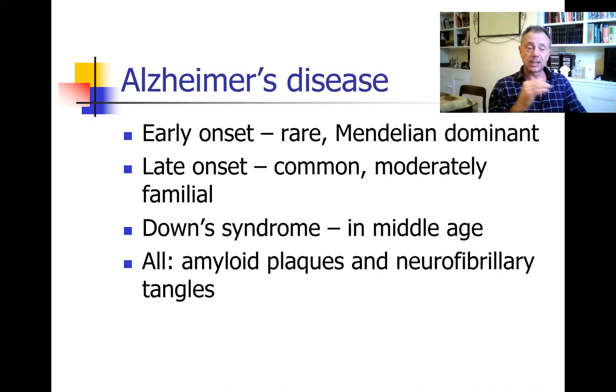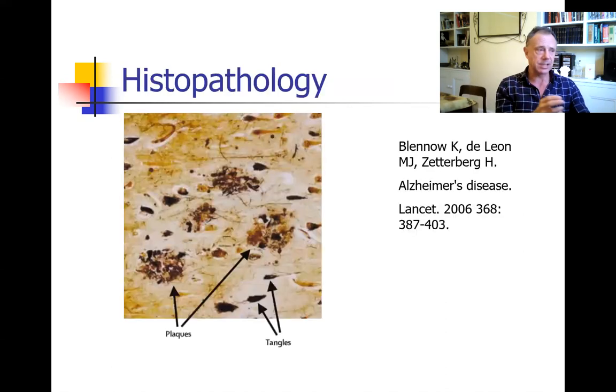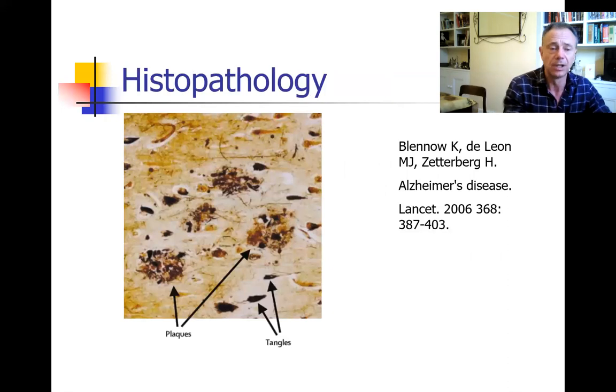And the other thing to say is that people with Down syndrome, which is trisomy 21, develop Alzheimer's disease in middle age, the age of about 50 or 60 or so, kind of universally. That's the thing that happens. So it's all the same disease, and they have a characteristic histopathology, which is that in the brain tissue, you have amyloid plaques and neurofibrillary tangles.